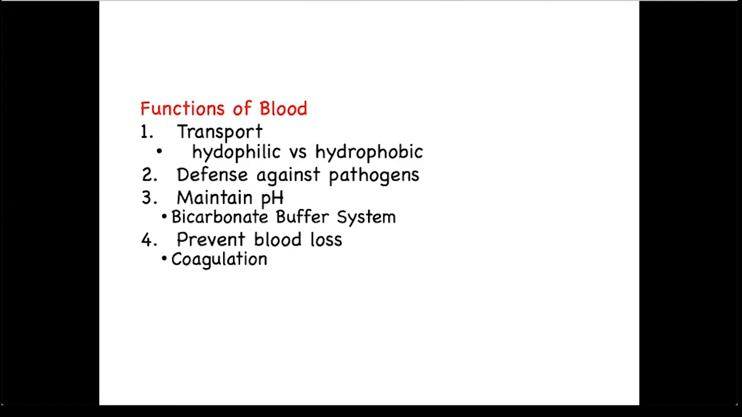The fourth function will be the prevention of blood loss. This is through the process of coagulation and involves clotting factors as well as platelets located within your blood. The fifth function is to maintain body fluids. Solids in the blood help determine the direction of osmosis and therefore where water goes, whether it stays within the blood vessel or goes into the interstitial fluid.